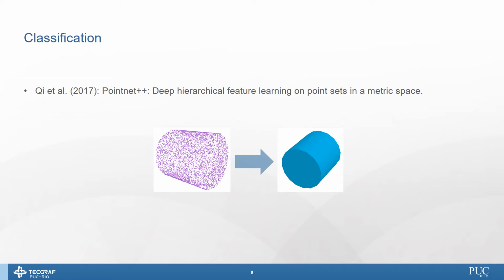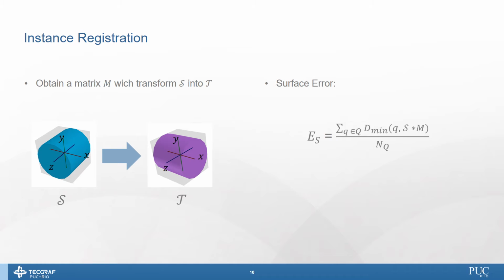After sampling the point cloud, it is used to identify which base geometry type it is using the PointNet++. This base geometry type has a reference mesh associated, which later can be used to simplify the model. After classifying, we enter the instance registration step, in which our goal is to obtain a matrix that can transform a source mesh into a target mesh, where the source mesh is the reference mesh associated with the base geometry type, and the target mesh is the normalized input triangle mesh.